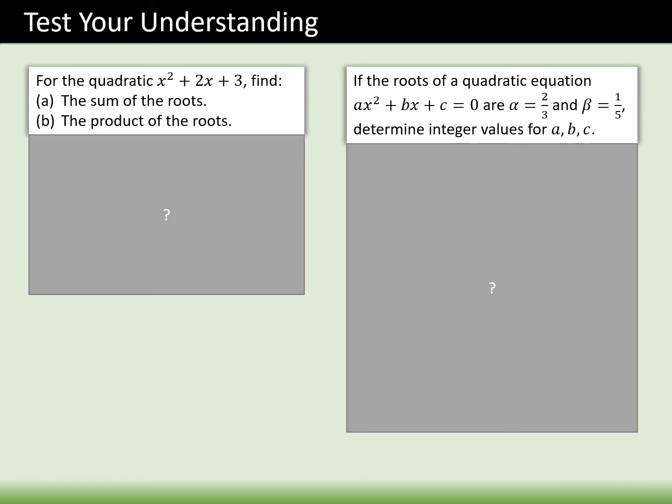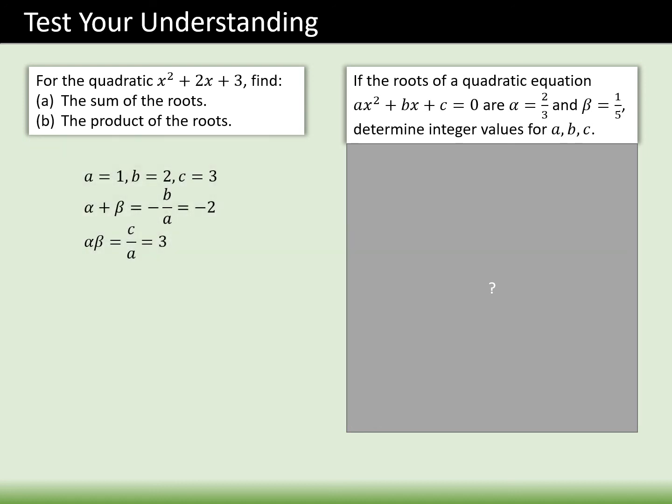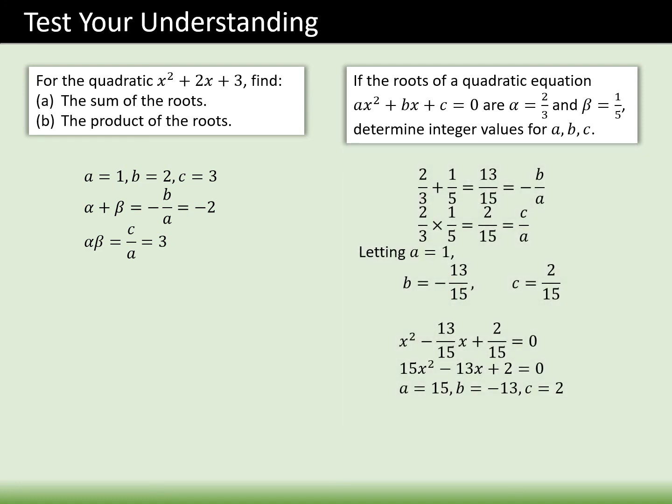So here are a couple of questions for you to test your understanding. So pause the video and have a go at these two questions. Okay, so for part A, your alpha beta is 3 and alpha plus beta is minus 2. And for part B, we have a equal to 15, b equal to minus 13, and c equal to 2.